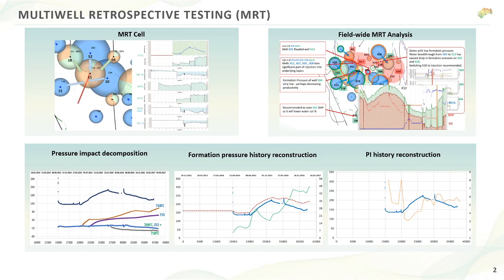So when I have this model, I can reconstruct the history of formation pressure and then productivity index. And of course, I can decompose the pressure impact and see which well is draining the pressure out of me and which is, in opposite, giving the pressure to the area of my well. All right, but enough with the words.